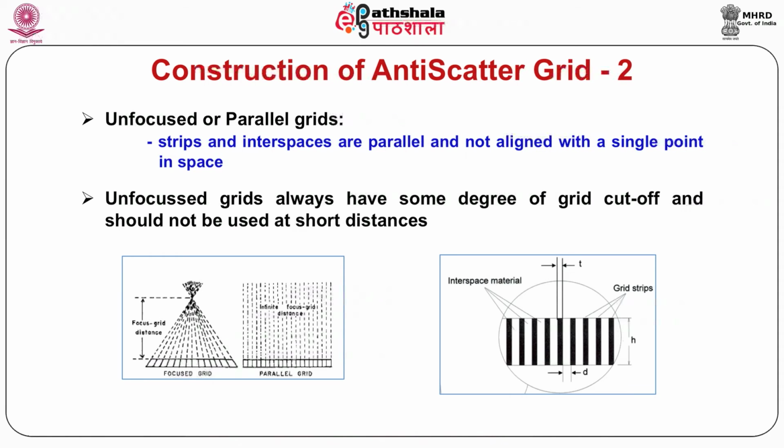The scattered radiation leaves the patient's body in a direction different from that of the primary beam, and hence a large portion of it is absorbed by the grid, because scattered radiation is not generally lined up with the grid strips. Unfocused grids always have some degree of grid cutoff and should not be used at short distances. The construction and design parameters of the anti-scatter grid are illustrated in the figures shown here.